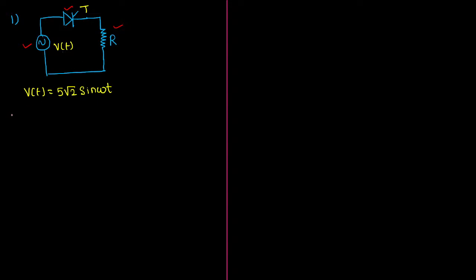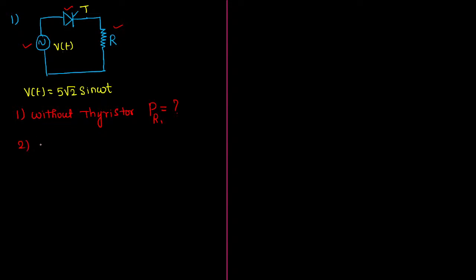Now the question is, in case number 1, the resistor R and voltage V of t are connected in series without SCR, without thyristor. Under this situation, what is the power consumed by the resistor R? This is case number 1.